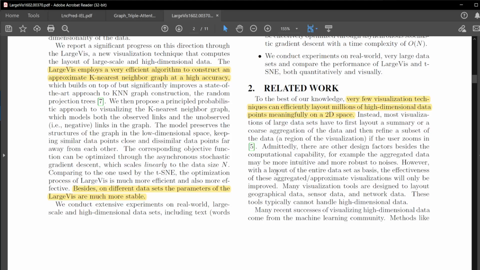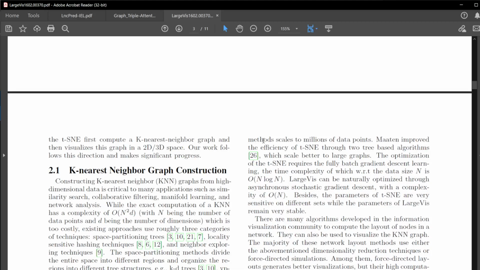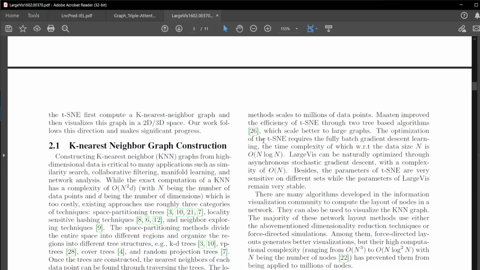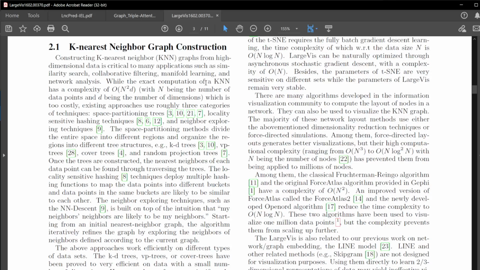These tools typically cannot handle high-dimensional data. Many recent successes of visualizing high-dimensional data come from the machine learning community. Methods like the t-SNE first compute a k-nearest neighbor graph and then visualize this graph in a 2D/3D space. Our work follows this direction and makes significant progress. 2.1 K-nearest neighbor graph construction. Constructing k-nearest neighbor (KNN) graphs from high-dimensional data is critical to many applications such as similarity search, collaborative filtering, manifold learning, and network analysis.